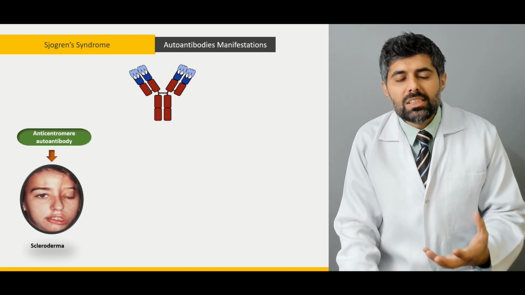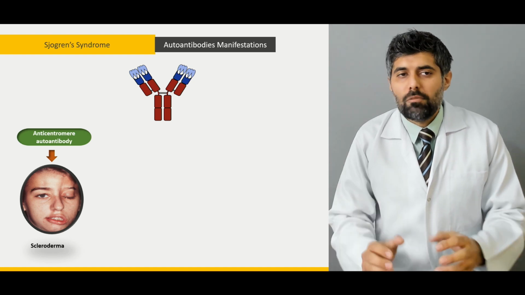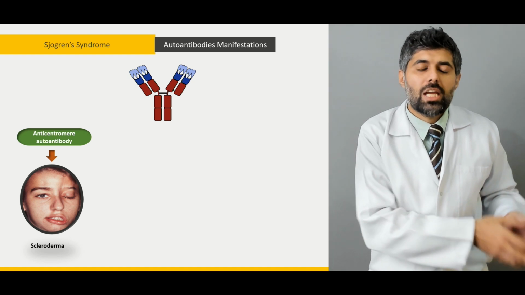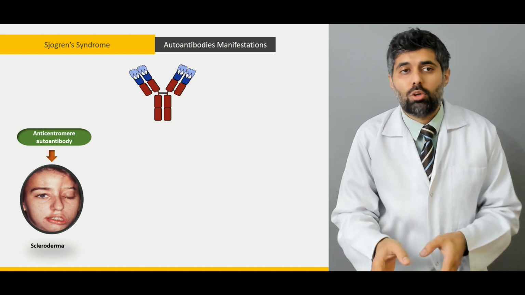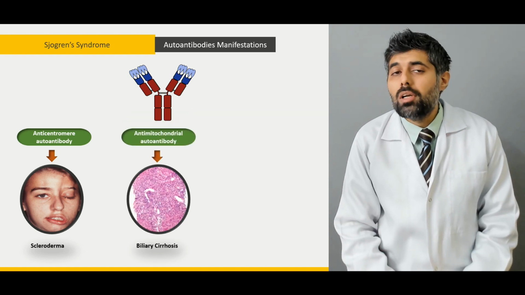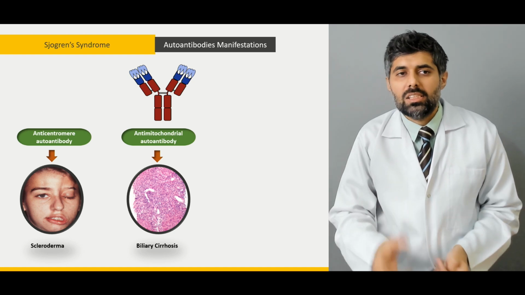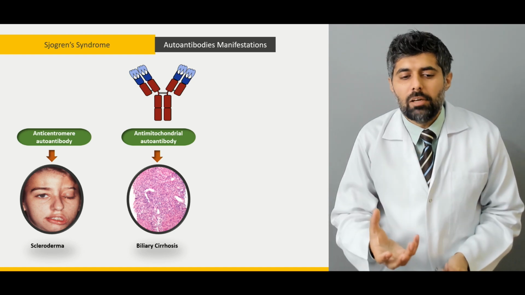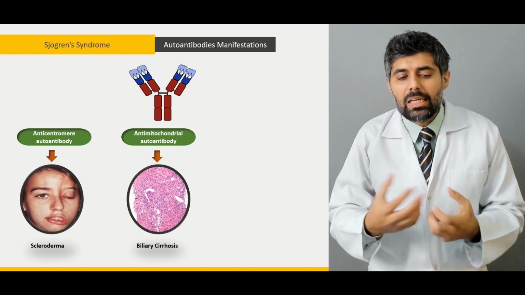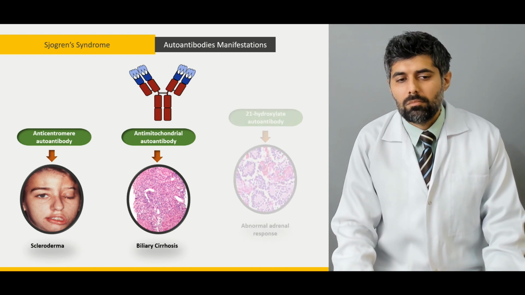So one of these antibodies is the anti-centromere antibody, which can result in scleroderma-type symptomology and pathogenesis along with Sjogren syndrome. Sometimes there's anti-mitochondrial antibody, and this antibody targets the parenchyma of the liver, and because it targets the liver, it results in biliary cirrhosis.